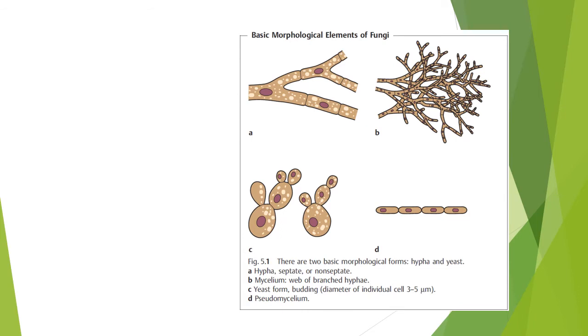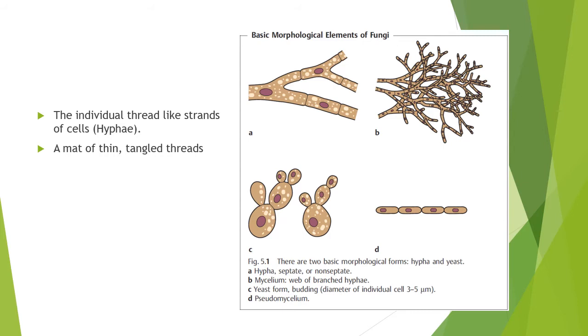Now we move on to the very basic morphology elements of fungi, which I put here for you to understand what we mean by threads or hyphae, like you can see here in the first picture, A. And we have septate or non-septate, which means they are separated by cross-walls or not. If there is separation, we call it septate. If there's no separation, we call it non-septate.